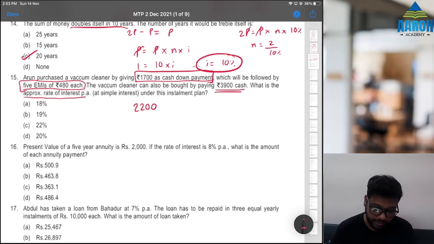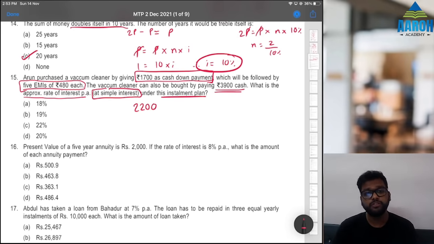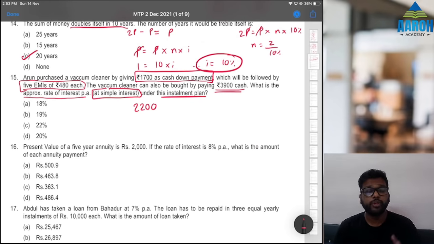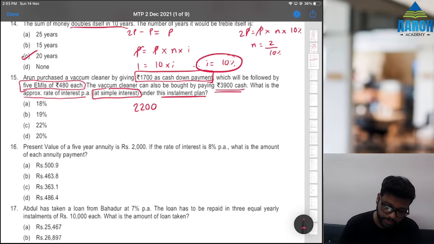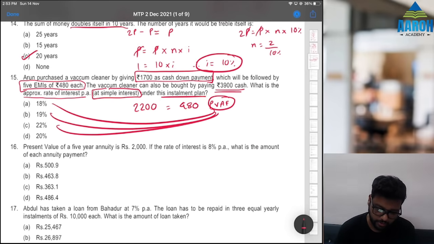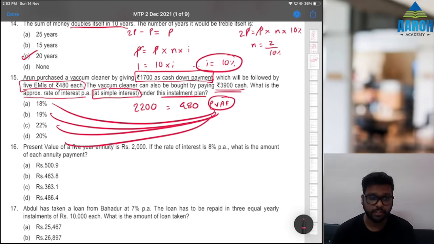Now the illogical part is this: at simple interest under this installment plan. There is no concept like simple interest for EMIs, because if you are paying monthly installments, then it has to be compound interest. It cannot be simple interest. So technically using compound interest, we can assume this as present value of annuity, with 5 installments of 480 each, and find the present value annuity factor going by each option individually. But that does not give the answer.